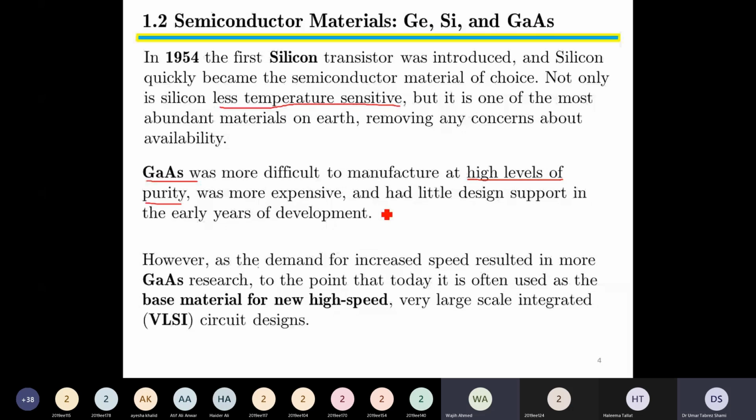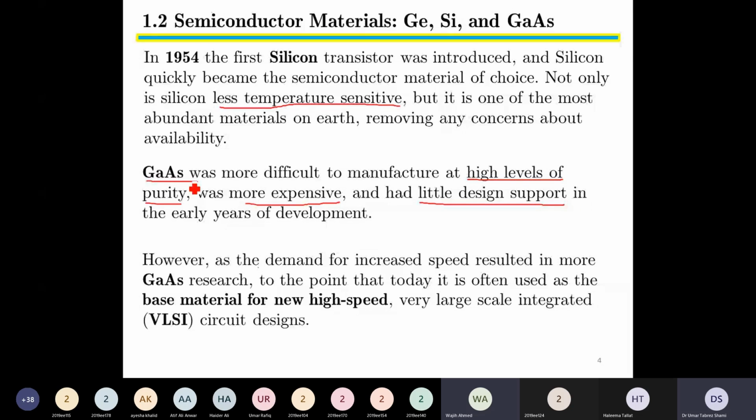This was the second phrase. And the third phrase is little design support. Little design support here means that at the time when gallium arsenide was introduced, there were very few components using gallium arsenide. Hence, the manufacturers were discouraged. They were not interested in manufacturing gallium arsenide components because there were few components being used. However, the scientists and engineers knew that gallium arsenide would give much better performance if the problems could be overcome.